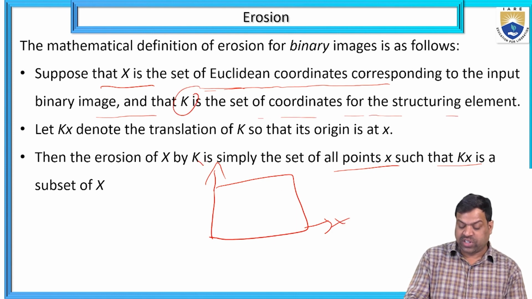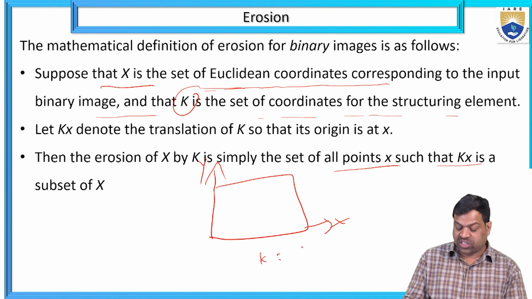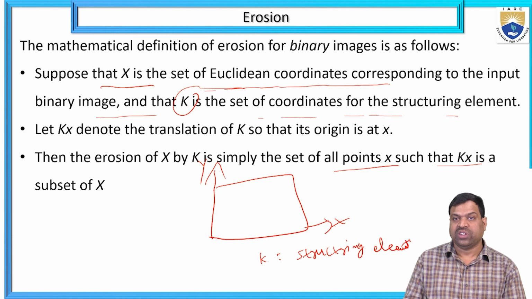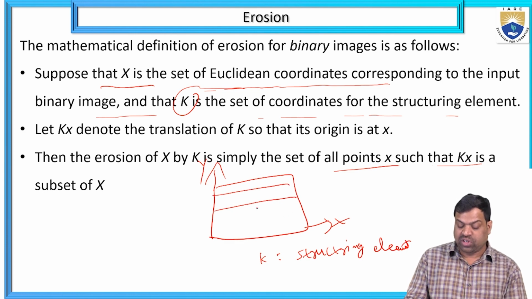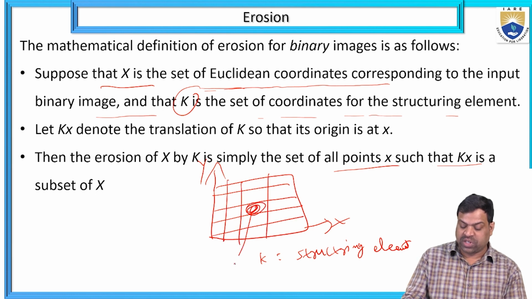I'm taking the X and Y axes, but here K is nothing but the structuring element. The structuring element means the midpoint of the image, where we have to find the final value of that image. So the erosion of X is simply the set of all points x such that Kx is a subset of X. So if I'm taking a 4 by 4, what is the middle point in that 4 by 4? Maybe I'm taking that as the structuring element.